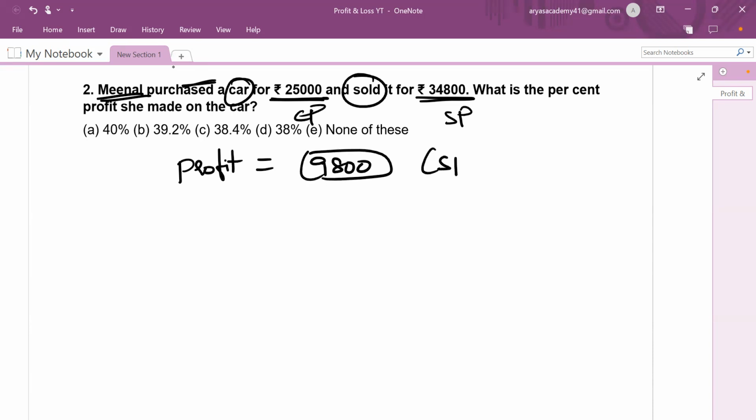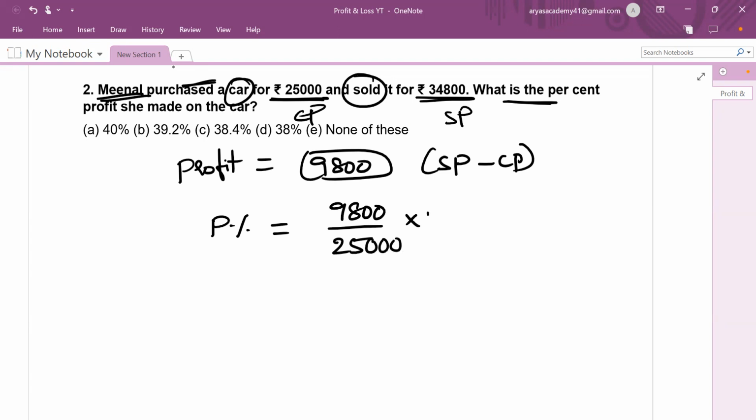How we arrived at this value? It's nothing but selling price minus cost price. So that's the formula of profit, right? And they're asking you what is the profit percent. So profit percent, how you can calculate profit percent? You have to compare the amount of profit with respect to the original or effective cost price. Here both are same, that is 25,000 into what? 100 to make it a percentage, right?